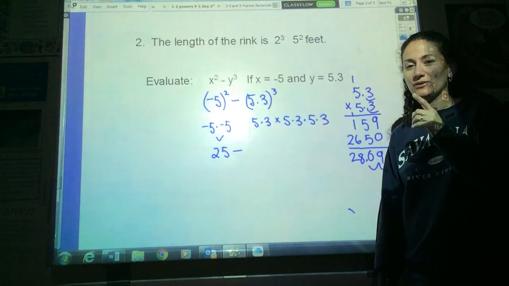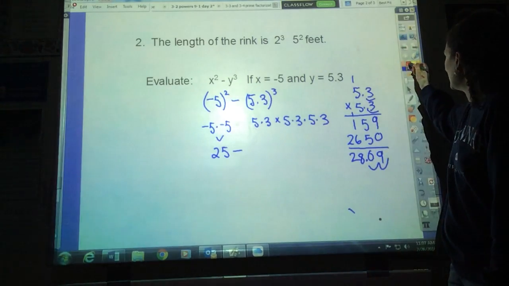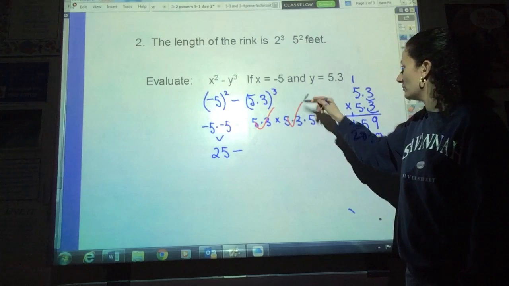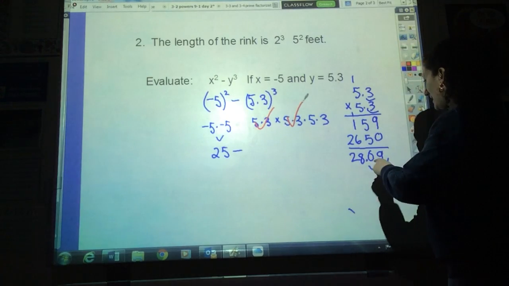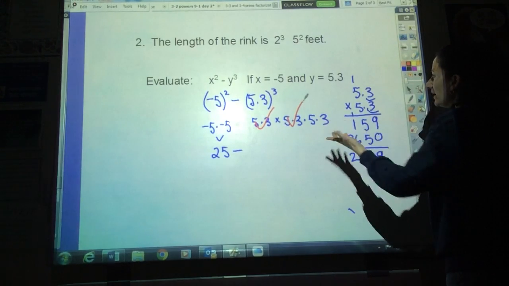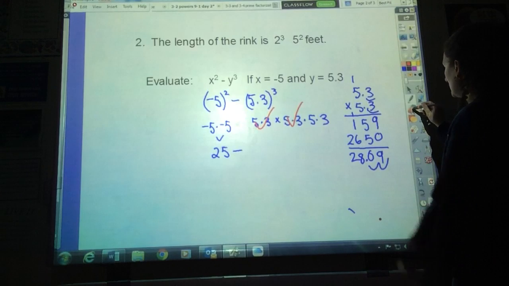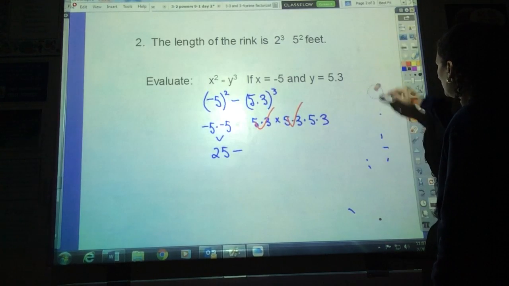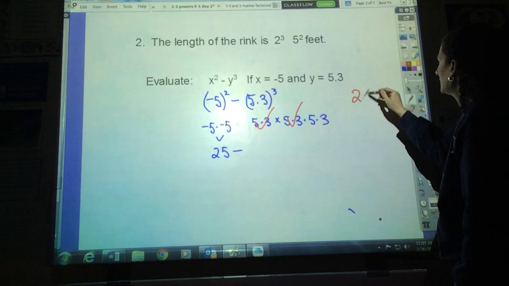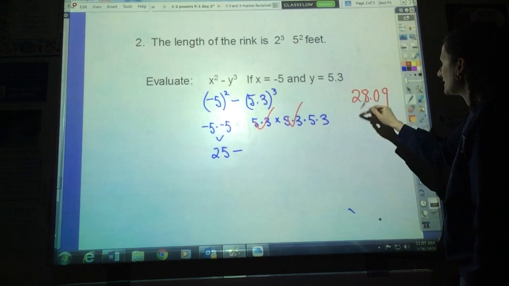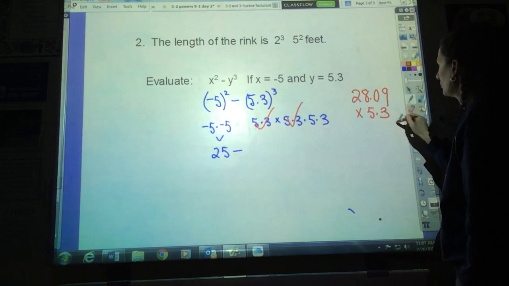Be careful though. I hope you notice that we've only done 5.3 times 5.3. We now have to take that product and multiply it by another 5.3. So now I have to do 28.09 and multiply that by 5.3.